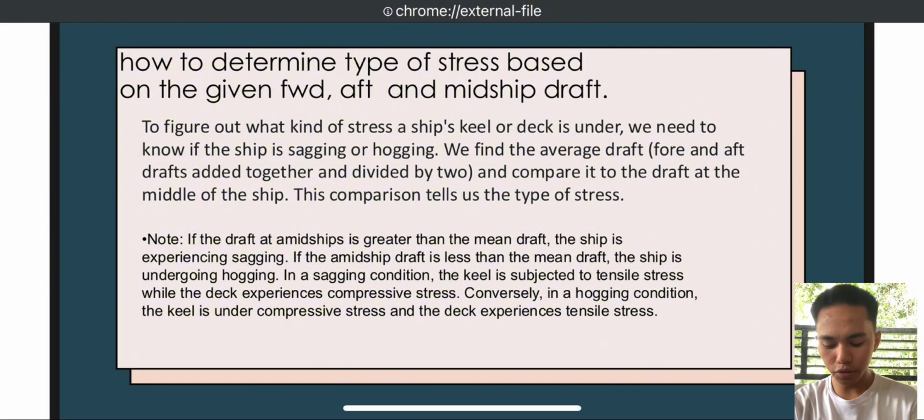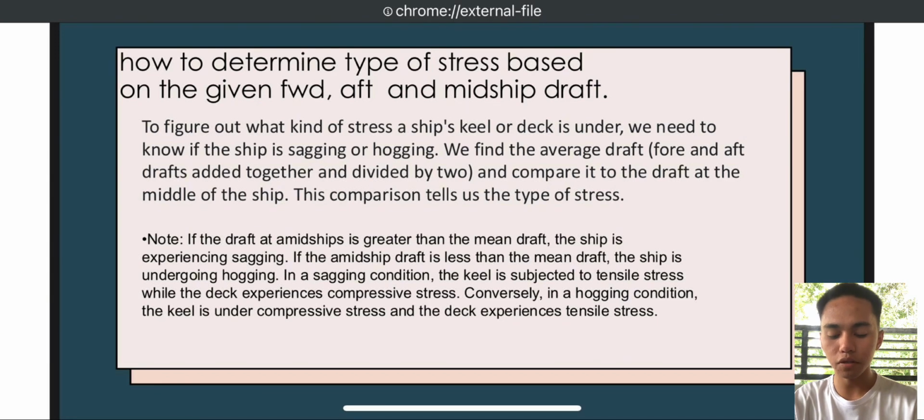So, how to determine the type of stress based on the given forward, aft, and midship draft? To figure out what kind of stress a ship's keel or deck is under, we need to know if the ship is sagging or hogging. We find the mean draft, the forward and aft drafts added together and divided by 2, and compare it to the draft at the middle of the ship. This comparison tells us the type of stress.